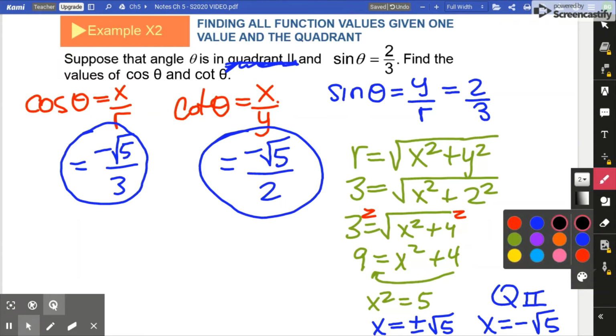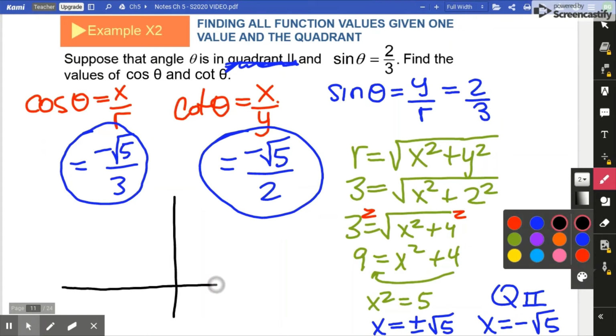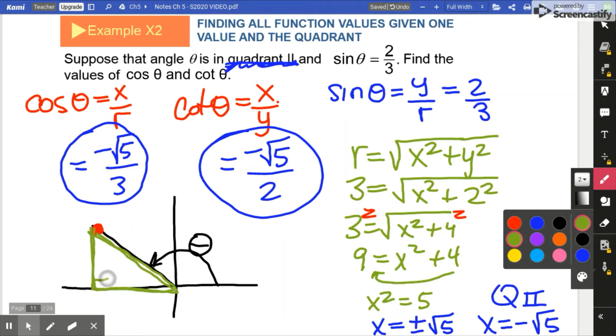So maybe we should have drawn a picture of this, okay? Maybe we should have done it this way, but think about what they're describing. They're describing some angle in the second quadrant, okay? There's some point on this angle, and what happens is that point on that angle describes a right triangle. So when we had that sine ratio was 2/3, we've got the y side and we've got the r side.